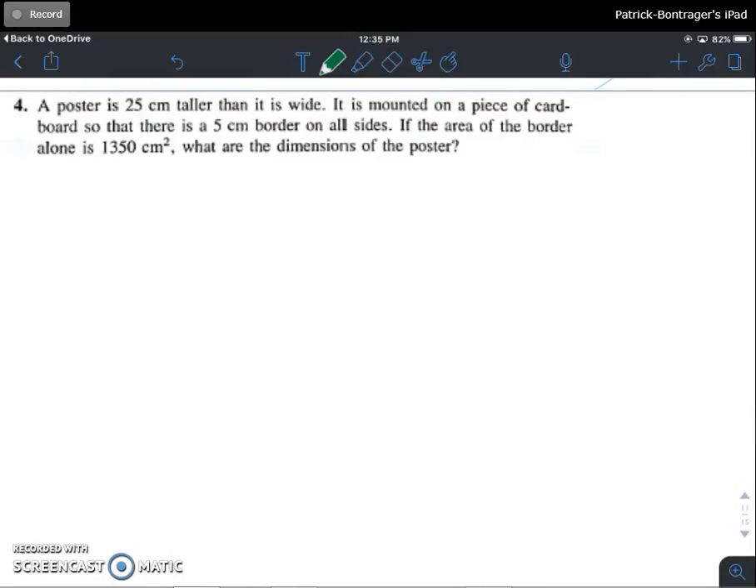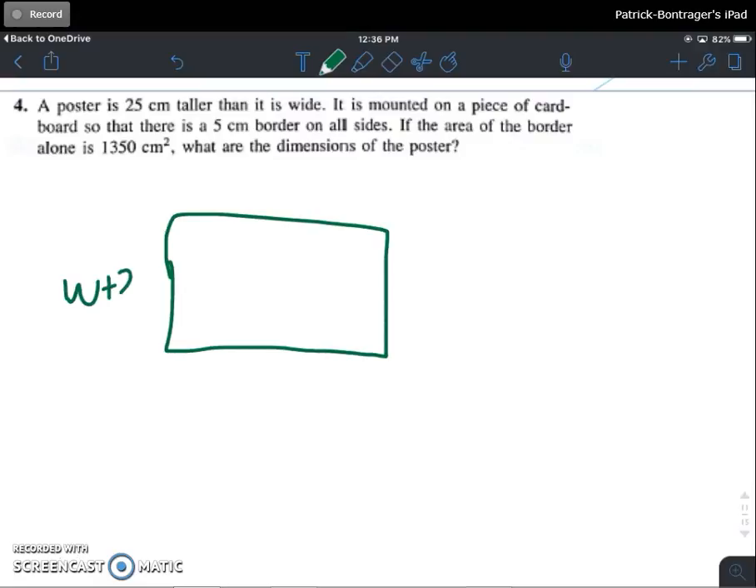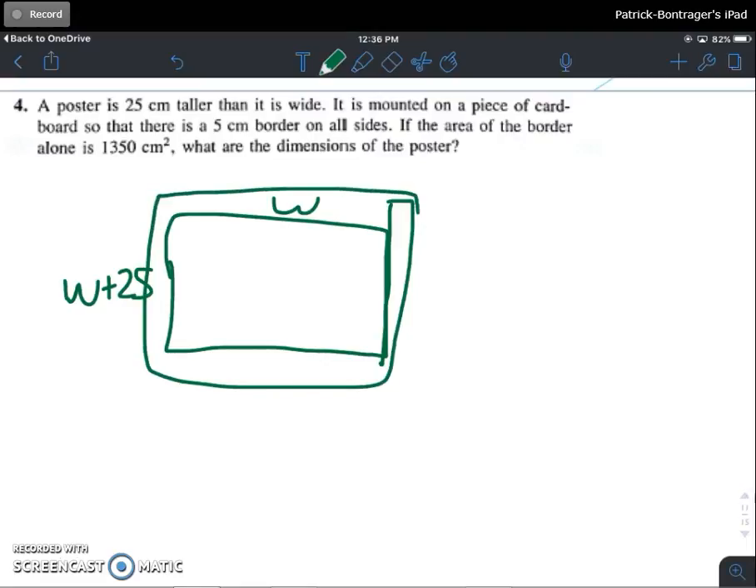All right, so last question. A poster is 25 centimeters taller than it is wide. There's my rectangle. It's 25 centimeters taller, so W plus 25. This is W. All right, I'm going to add a border all the way around. There's my border, okay? It's worth 5. So what I'm really doing is adding 5 to every side, okay?